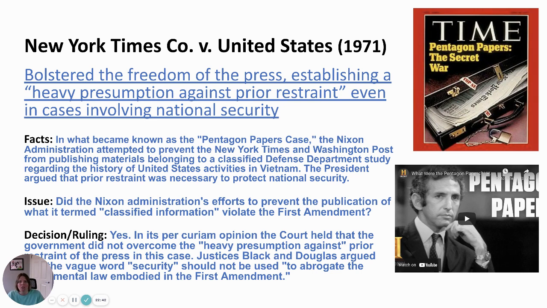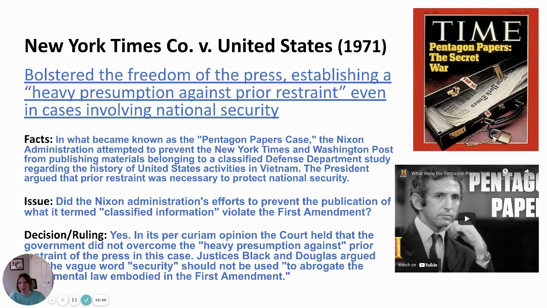So, the Nixon administration tried to prevent the New York Times and Washington Post from publishing the materials, because what Ellsberg did is he took those papers and handed them to the New York Times, and they had to make a decision whether or not to print. And when they were stopped from doing so, then the Washington Post also had to make that decision. So basically, it was an attempt to stop the publishing of materials belonging to a classified Defense Department study regarding the history of U.S. activities in Vietnam.